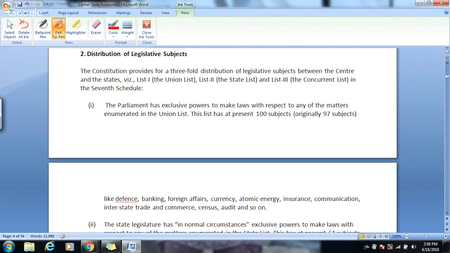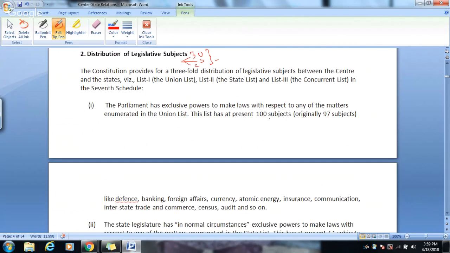Then we see here the distribution of legislative subjects. So we have three lists: the union list, state list and concurrent list. These lists are mentioned in the 7th Schedule of the Constitution. So what are these? The Parliament has exclusive powers to make laws with respect to any of the matters enumerated in the union list.